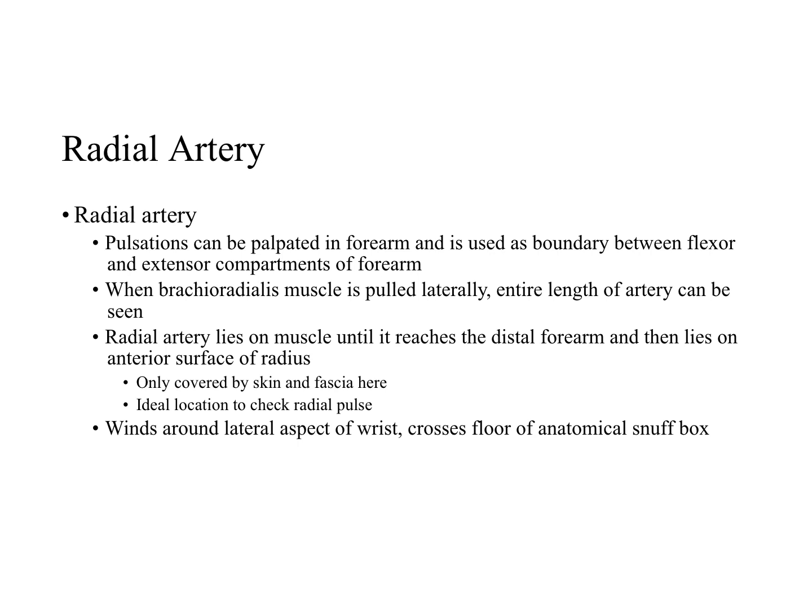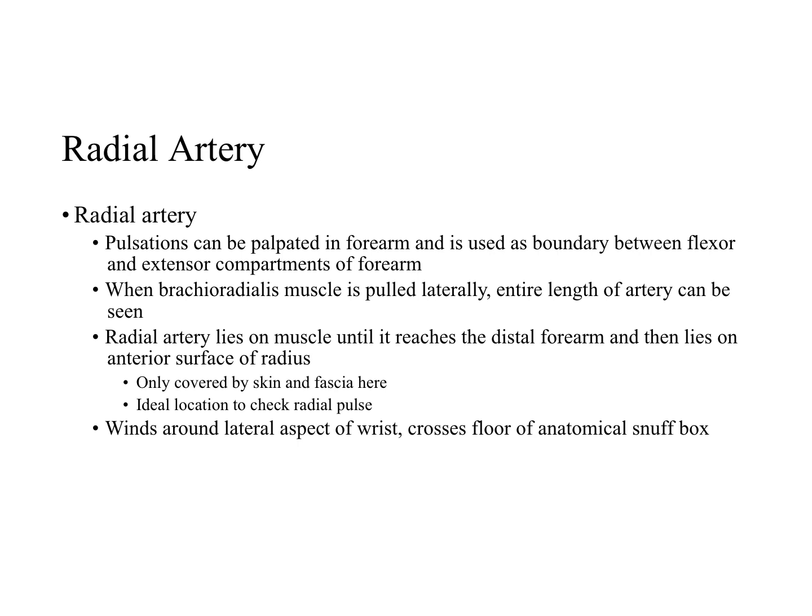When the brachioradialis muscle is pulled laterally, the entire length of the artery is visible. The radial artery lies on muscle underneath the brachioradialis until it reaches the distal part of the forearm, and there it lies on the anterior surface of the radius bone, and it's only covered by skin and fascia, so it makes it an ideal location for checking the radial pulse.